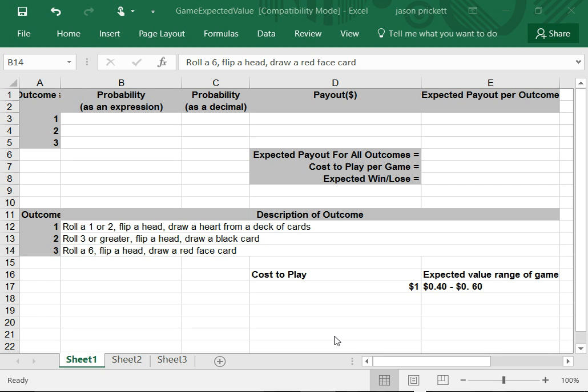Hello, it's Mr. Prickett. Just going to try to explain a little bit more about this assignment, the probability game of chance. And one thing I want to talk about is, some of you may have seen the previous video, or the video was up there.